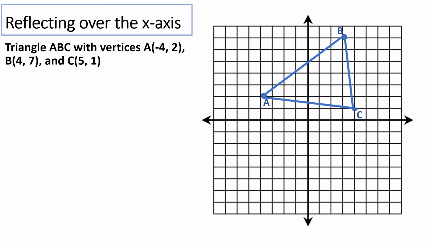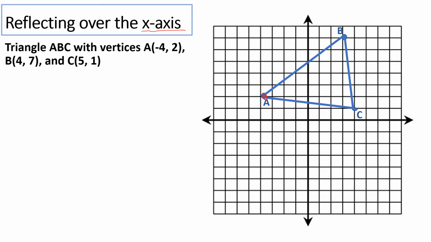So now let's take a look at some examples here. It says triangle ABC with vertices A, -4, 2, B, 4, 7, and C, 5, 1. So we already have our pre-image here. And so we want to reflect this figure across the x-axis. What I'm going to do is take each one of my vertices and count the amount of spaces from the x-axis.